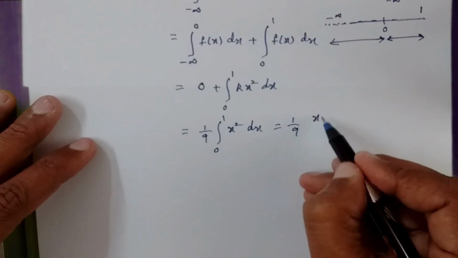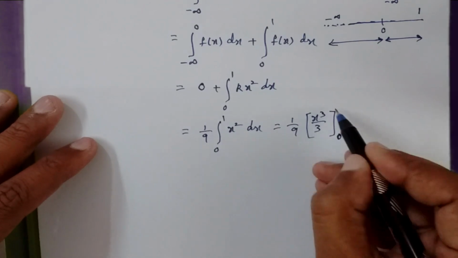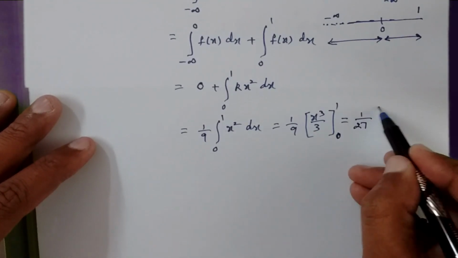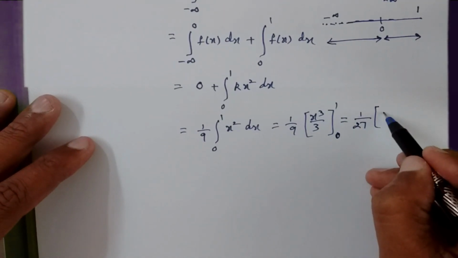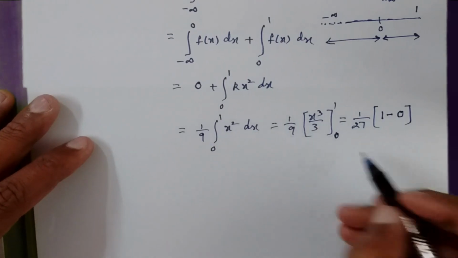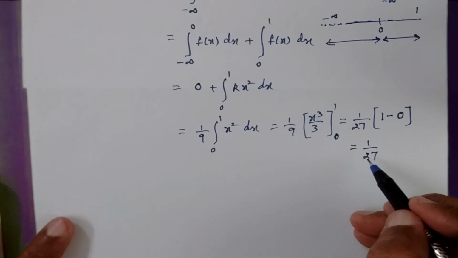Integral of x square will be x cube by 3. Limit values will be 0 to 1. We just multiply 9 times 3, which is 27. Upper limit value will be 1. 1 cube is 1 minus the lower limit value, which will be 0. So we'll just get 1 by 27. That is the second result we have.